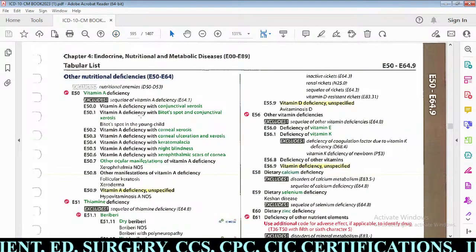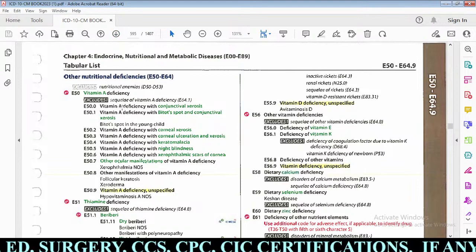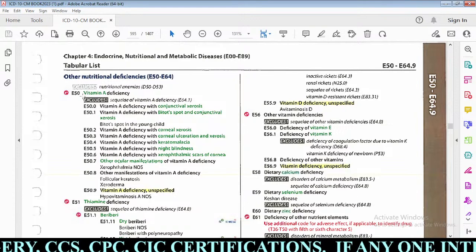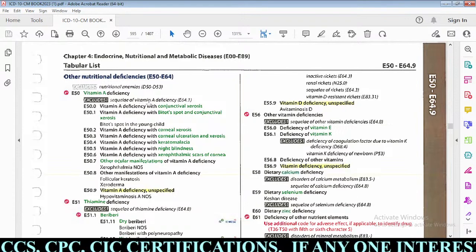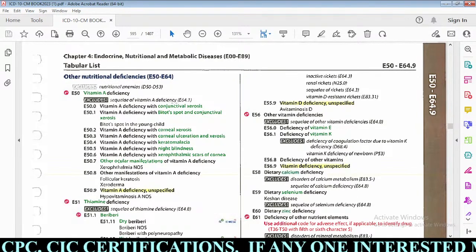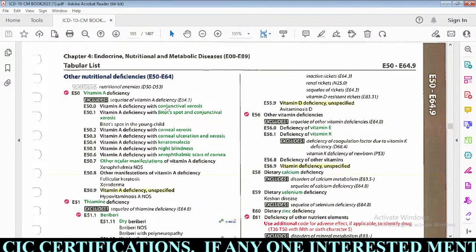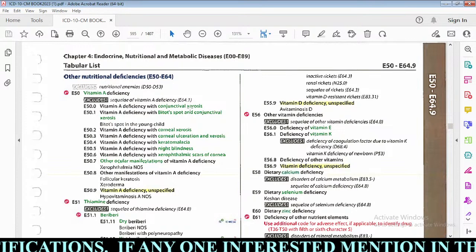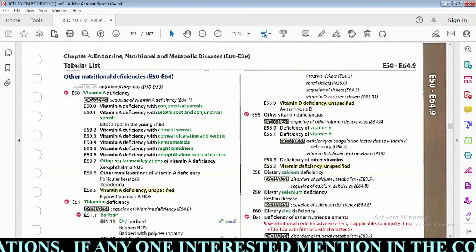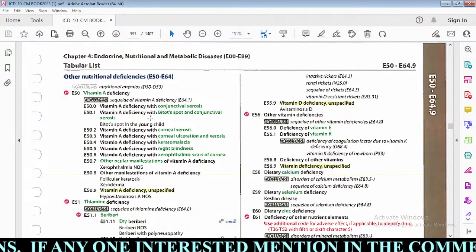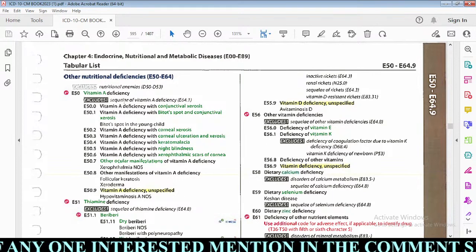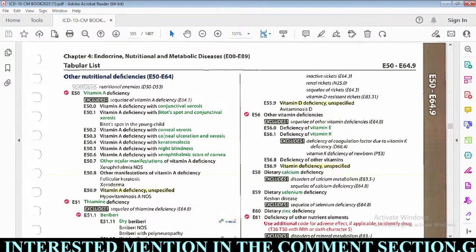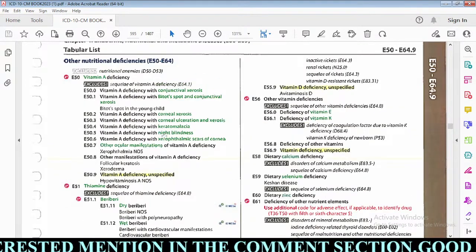And you need to check Excludes1 and Excludes2 also. So for example, vitamin A deficiency here, E50. Here we can't code sequela of vitamin A deficiency. So if you have E50 series as well as the E64 series, you can directly eliminate that option. Why? Because we can't code E64 series with E50. So directly you can eliminate that option.